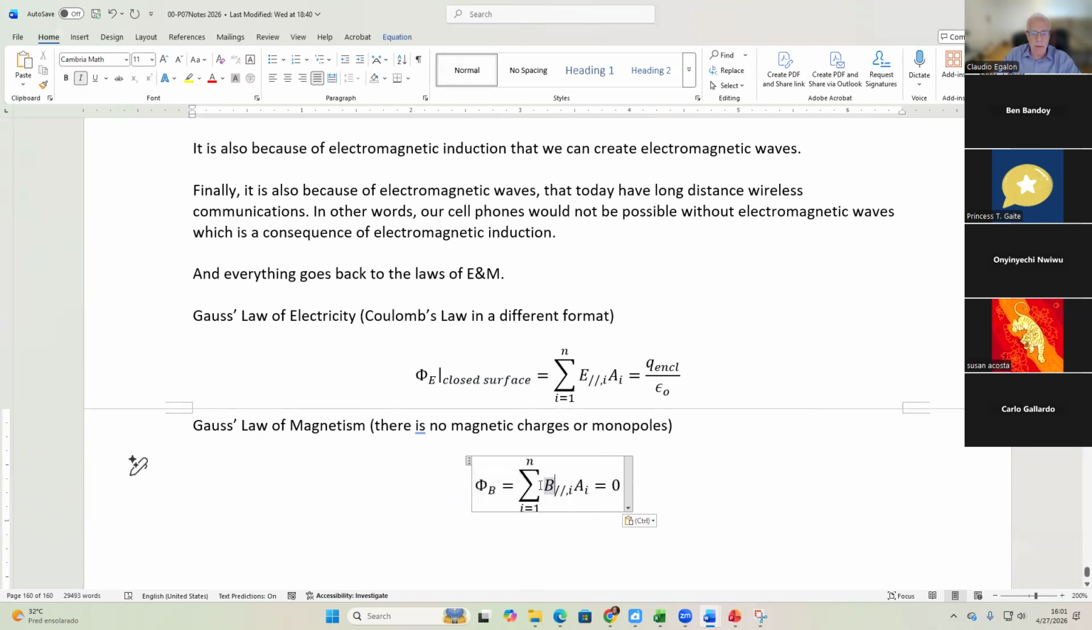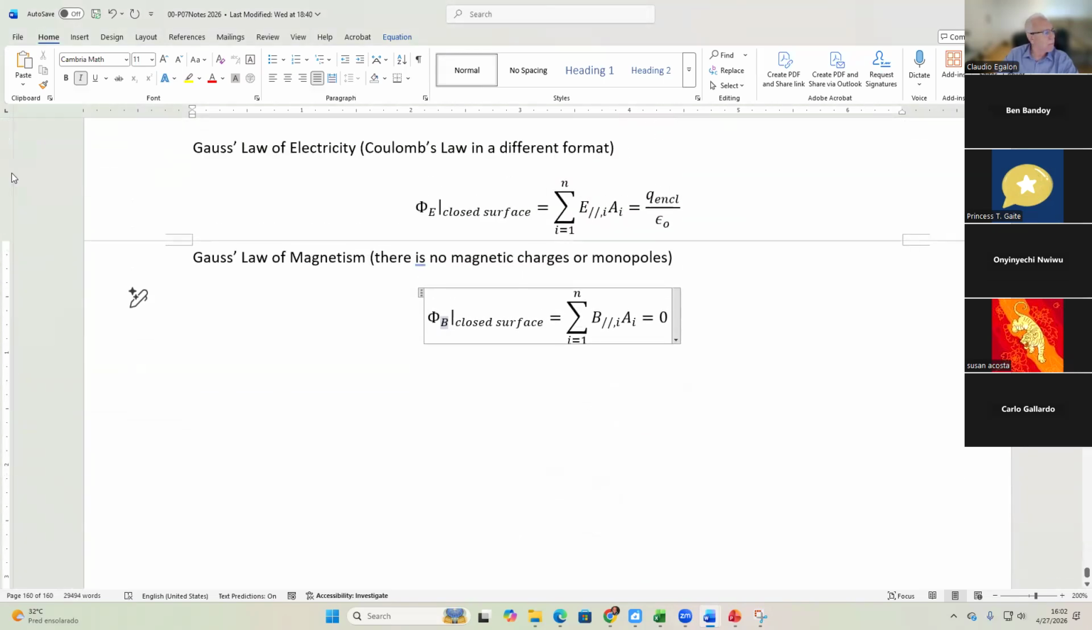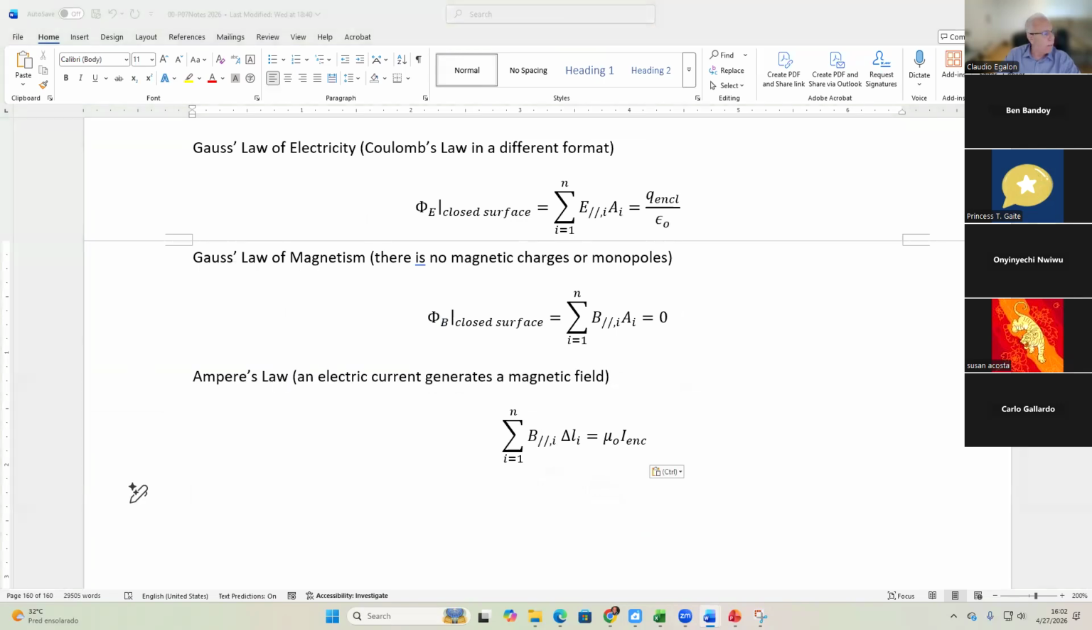Note that the only difference between this term here and this term is the field, right? And we still have a closed surface here. Change the E by the B. Then Ampere's law. And then we have Faraday's law of electromagnetic induction.